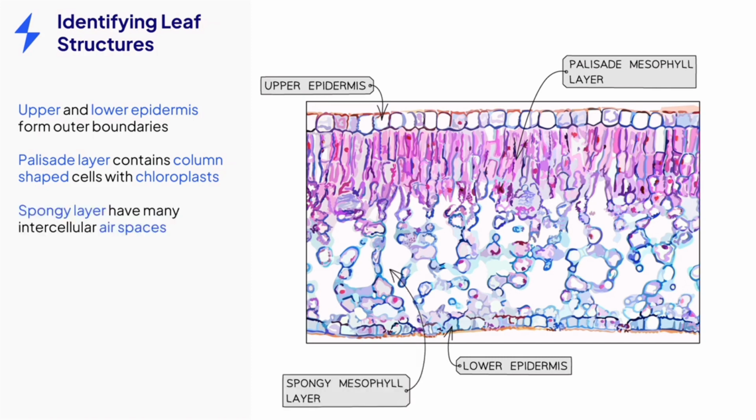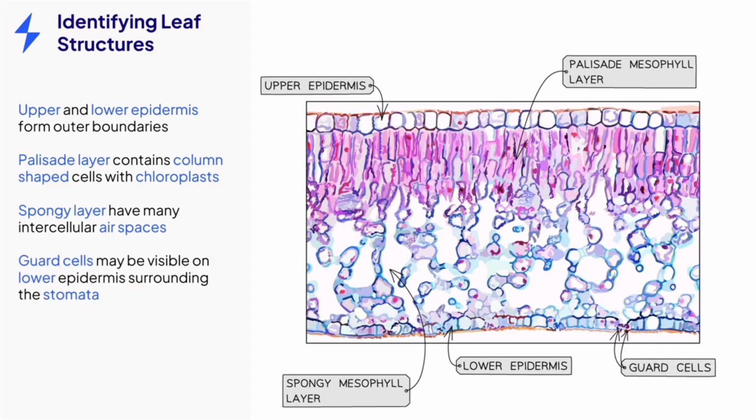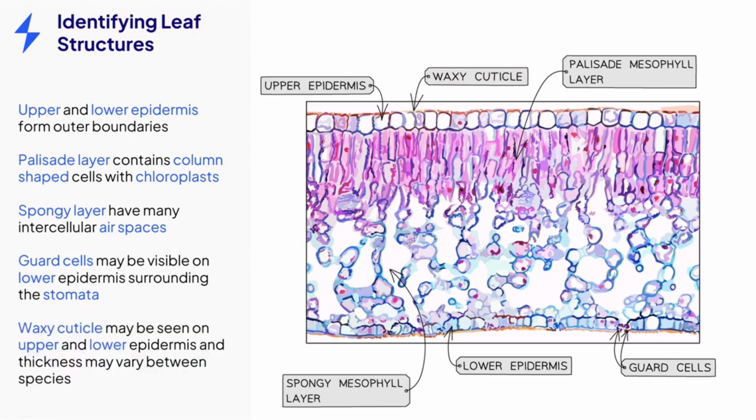The spongy mesophyll layer can be identified by the large intercellular spaces between the cells and is also several cell layers thick. Keep a lookout for guard cells in the lower epidermis. They can be identified as they are slightly different in size and appearance to the other epidermal cells. They surround the stomata through which gas exchange occurs. Lastly, the waxy cuticle may be visible as a definite layer on top of the upper epidermis and sometimes the lower epidermis. The appearance and thickness of the cuticle may vary depending on the species of plant that is being viewed, but it will be recognizable by the lack of cells in this layer.